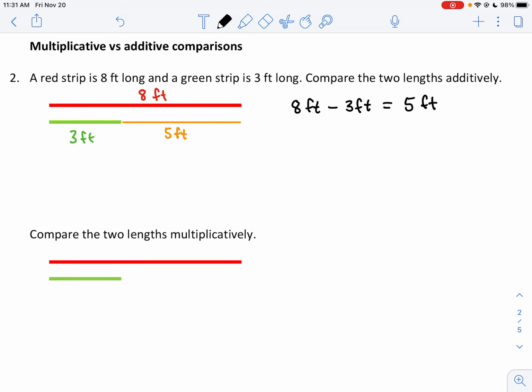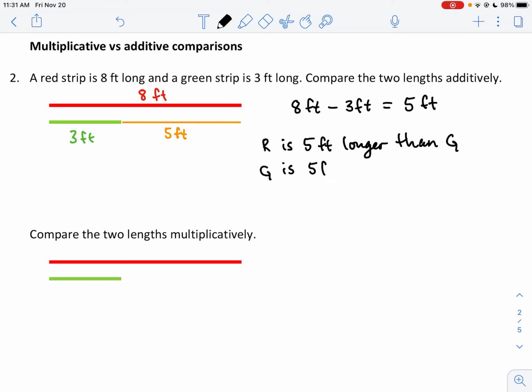So in words, you could say a couple things. You could say red is, I'll just use R for red, red is 5 feet longer than green. Or you could say it the reverse direction as well, but use the word shorter.